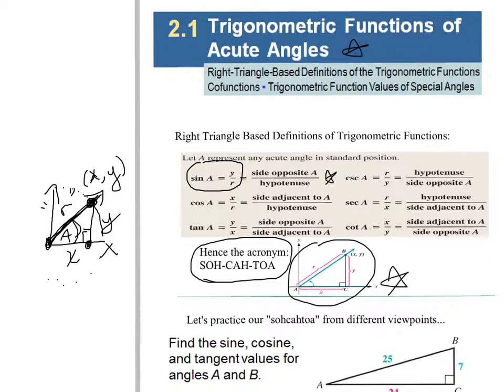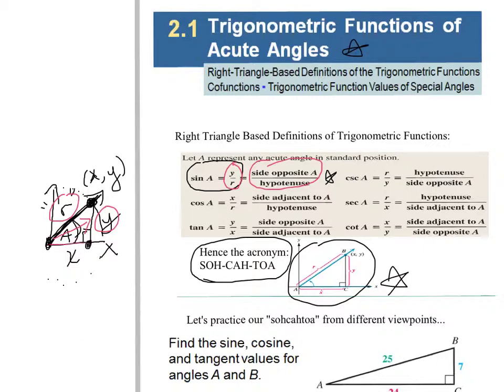Now let's practice getting comfortable with Sohcahtoa, with the fact that sine is the ratio of opposite over hypotenuse. So the side opposite of A, I'm going to draw this in another color. If you're standing here at A, who's opposite of A? It's y, and then what's the hypotenuse of the triangle? r. See, so y over r means the same thing as opposite over hypotenuse.